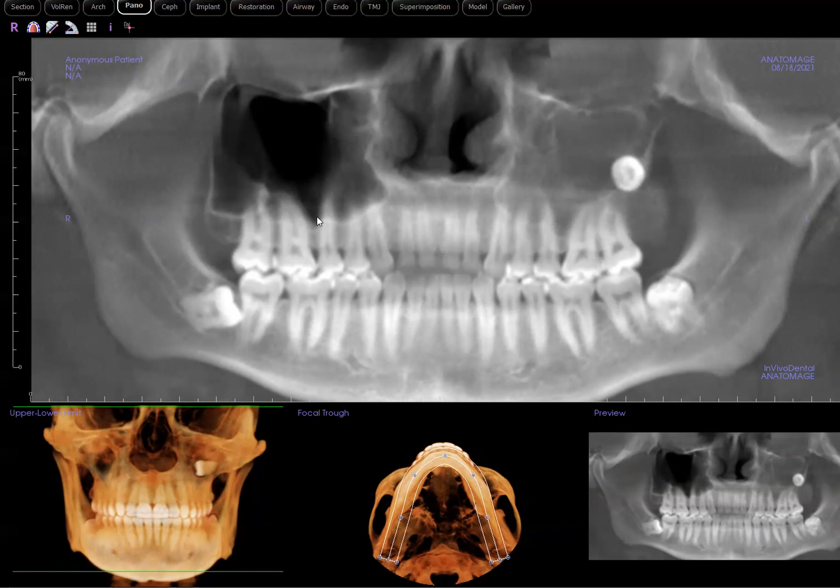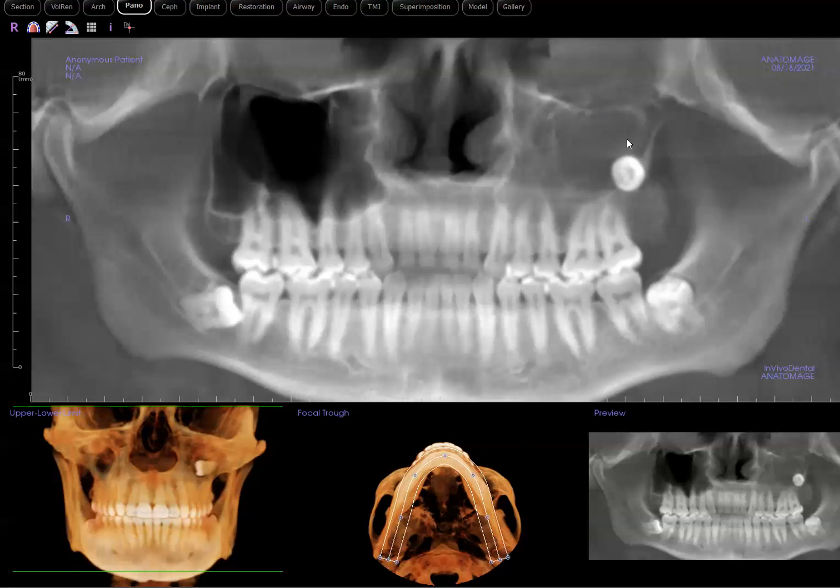Also, what about the floor of the maxillary sinus? We see the floor and it appears to be going up in this direction rather than this. So all of that is very unusual, right? We can only extract so much information from a panoramic radiograph. Now we'll have to look at it in the multiplanar reconstruction view.